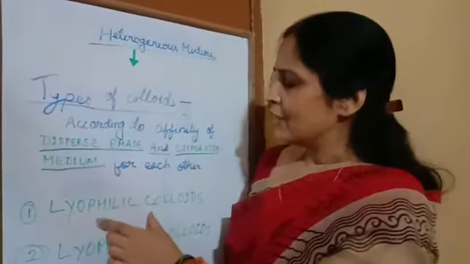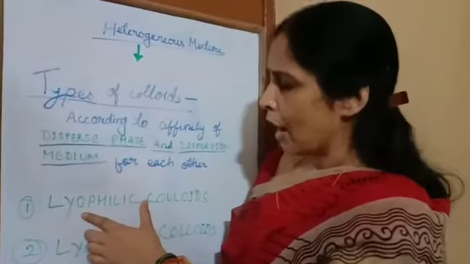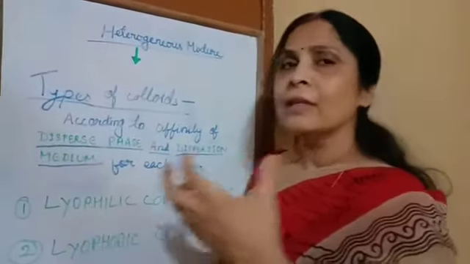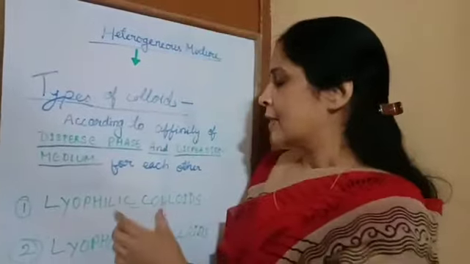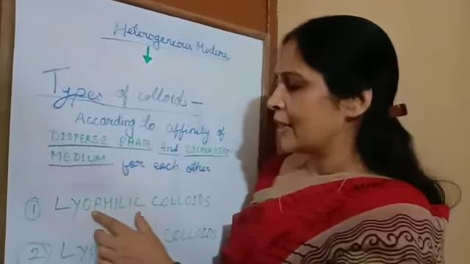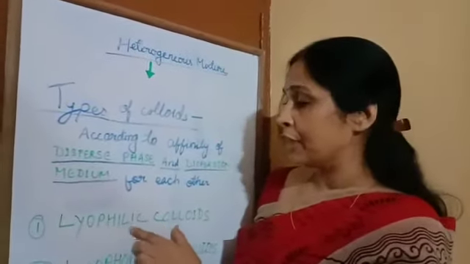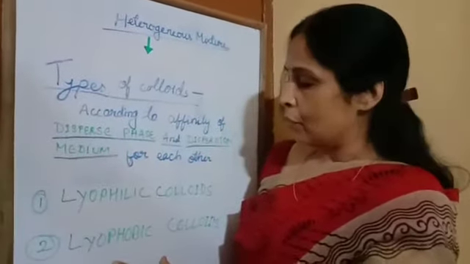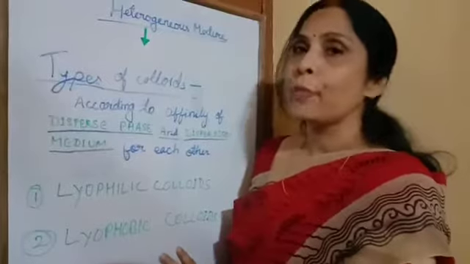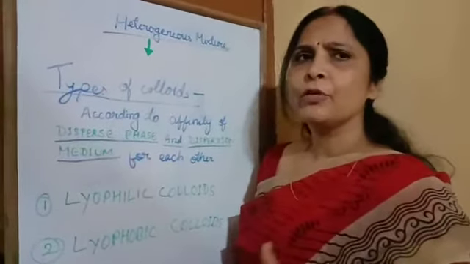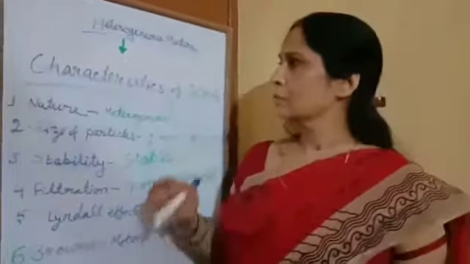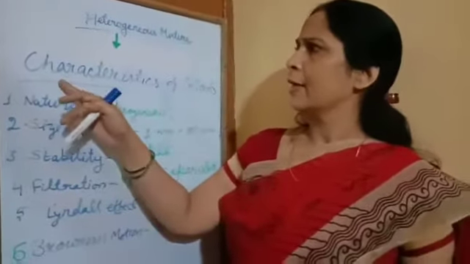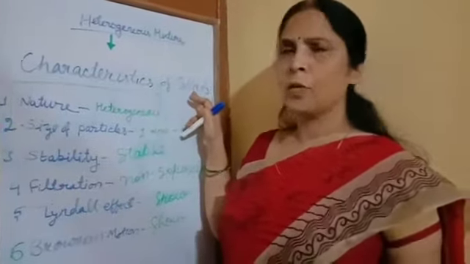Okay, so when we add starch into water, we say hydrophilic colloids, and when we add metal hydroxide into water, hydrophobic colloids. Hydro we use for water. After types of colloids, I explain characteristics of colloids.